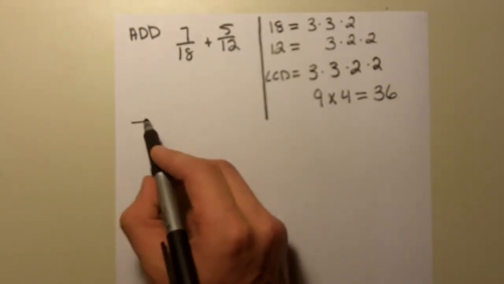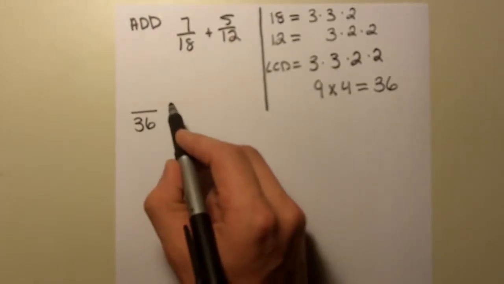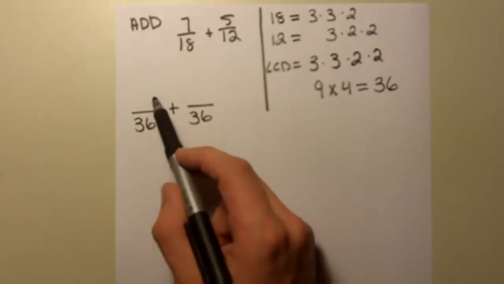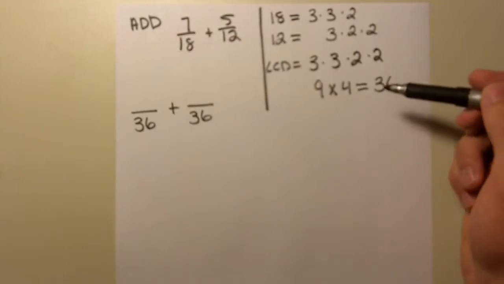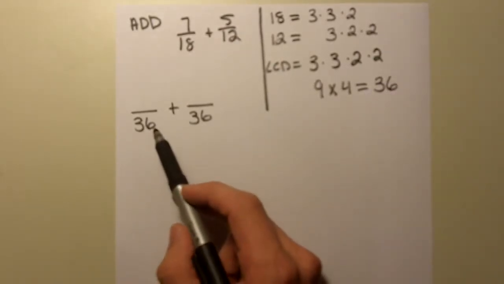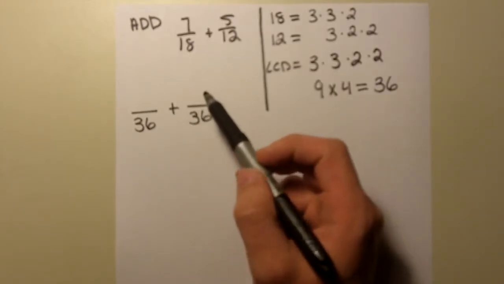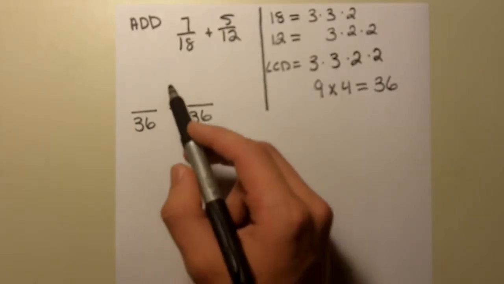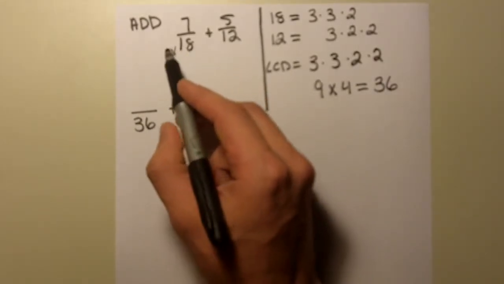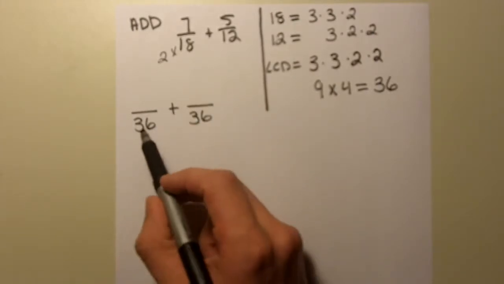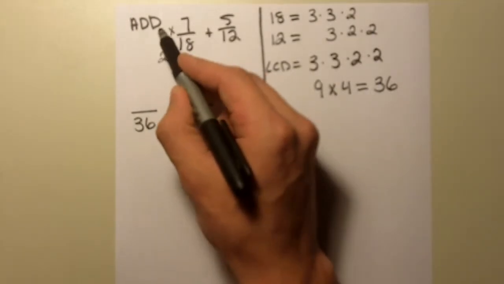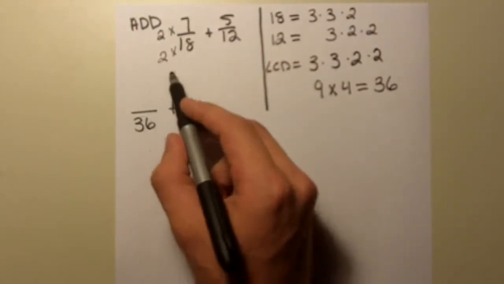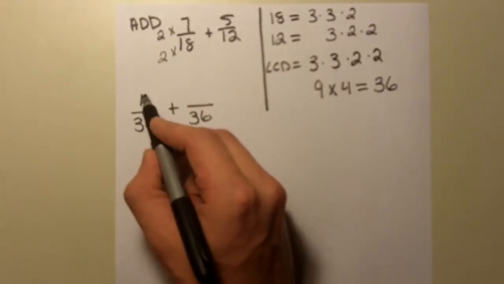So we have 36 here, plus 36. Now I didn't fill in the numerators yet because we still have to change those, right? Our new denominator is 36. So we have to ask ourselves, what do we multiply 18 by to get 36? If we know we have to multiply 18 by 2 to get 36, then we have to multiply the top by 2 as well, so that the top and the bottom are equal. They have to retain the same ratio. So we have 14 here.